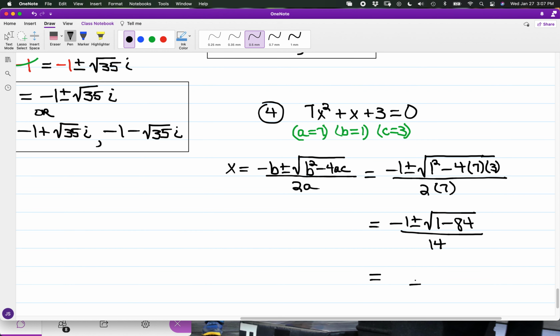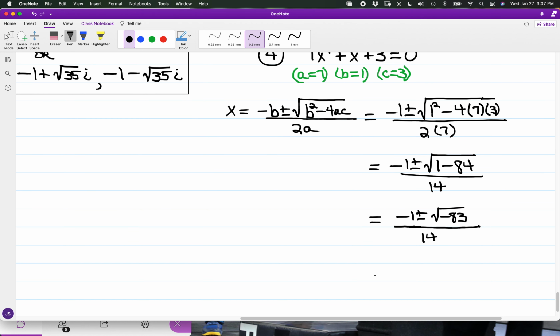And so we have negative 1 plus or minus the square root of negative 83 all over 14. And I'm going to leave the results in compact form this time around. Now for the square root of negative 83, 83 is a prime number, and 1 is the highest perfect square that will go into this. So we're going to have negative 1 plus and negative 1 minus the square root of 83 times i, all over 14.